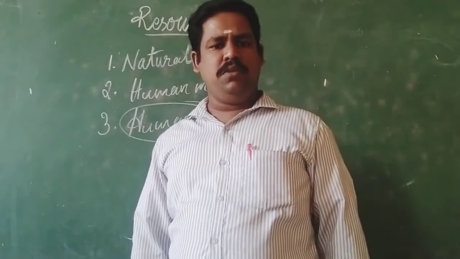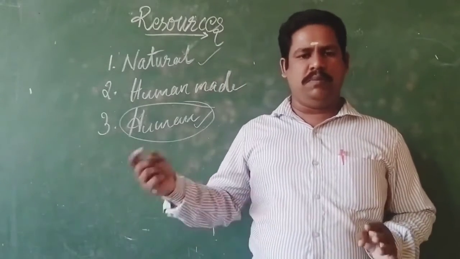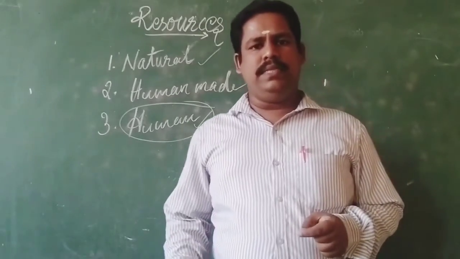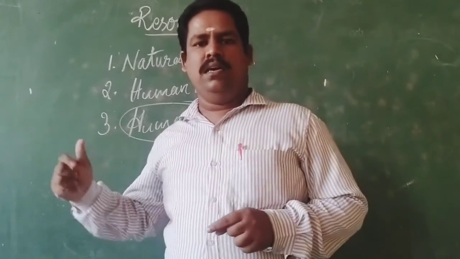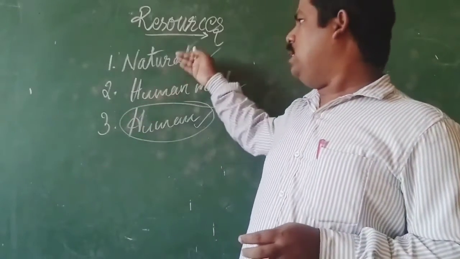It is known as human resource because people are making different human-made resources. Somebody is there to make it. So that people themselves are known as human resources. So these are the three types of resources.